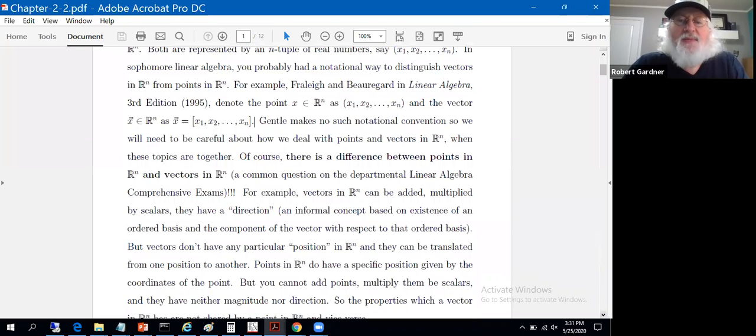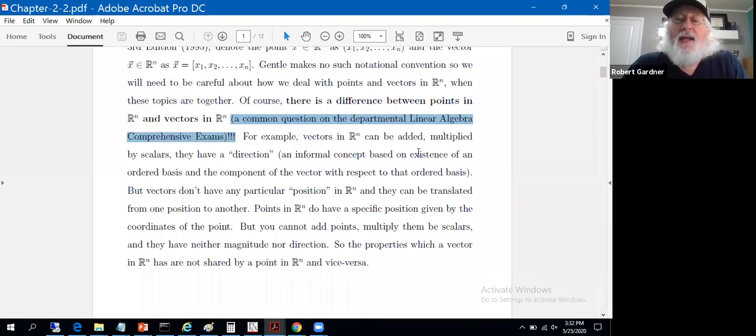It's a common misconception to think, yeah, points in Rn, vectors in Rn, same difference. There's a big difference between points in Rn and vectors in Rn. To deal with this common misconception, I like to ask a common question on the departmental linear algebra comprehensive exams. Tell me the difference between a vector in Rn and a point in Rn. Well, here's the answer. What can you do to vectors in Rn? You can add them together. You can multiply them by scalars.